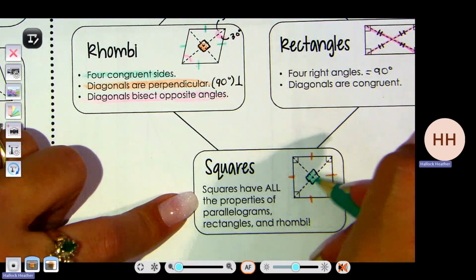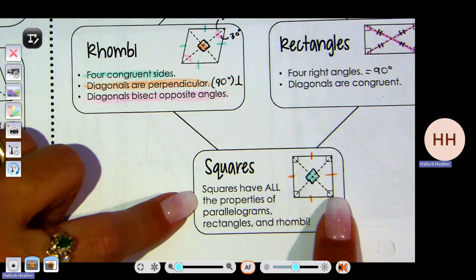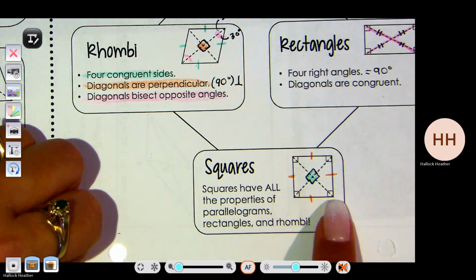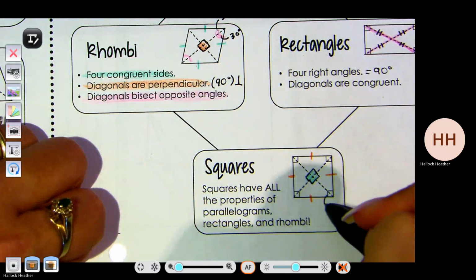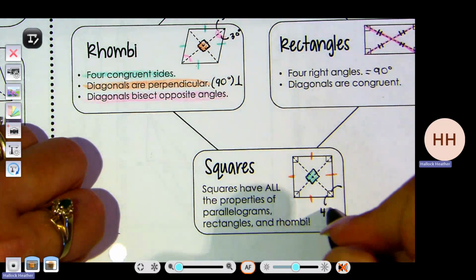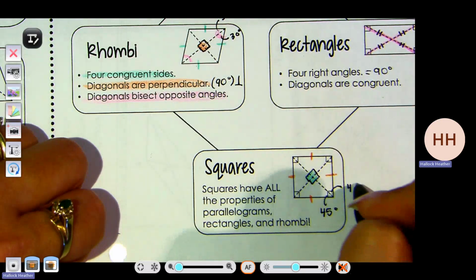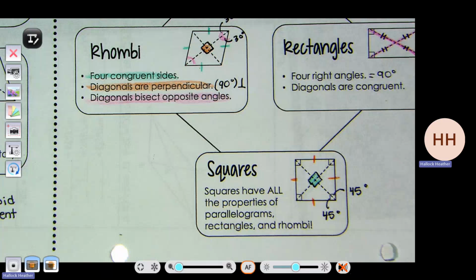And then the last thing I want to make sure that you know is that the angles are still bisecting in the corners. So how much is a corner of a square? 90. So if I bisect 90, how much is each side? 45. So 45 can go here and 45 can go on the other side because together they make 90.